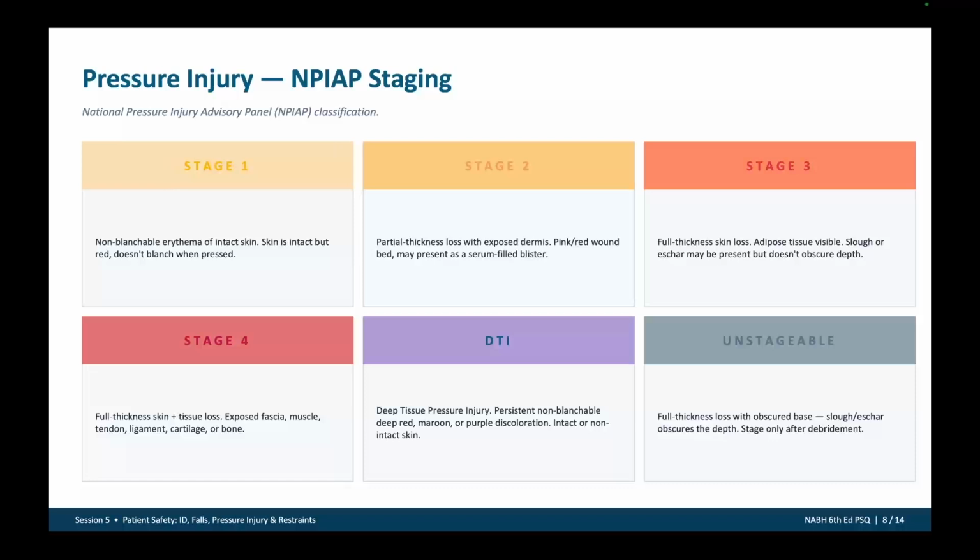For stage 4, full thickness skin plus tissue loss. Exposed fascia, muscle, tendon, ligament, cartilage, or bone. DTI, the deep tissue pressure injury, which is persistent, non-blanchable, deep red, maroon, and purple discoloration, intact or non-intact skin. And unstageable, the full thickness loss with obscured base, slough or eschar obscuring the depth. Stage only after the debridement.